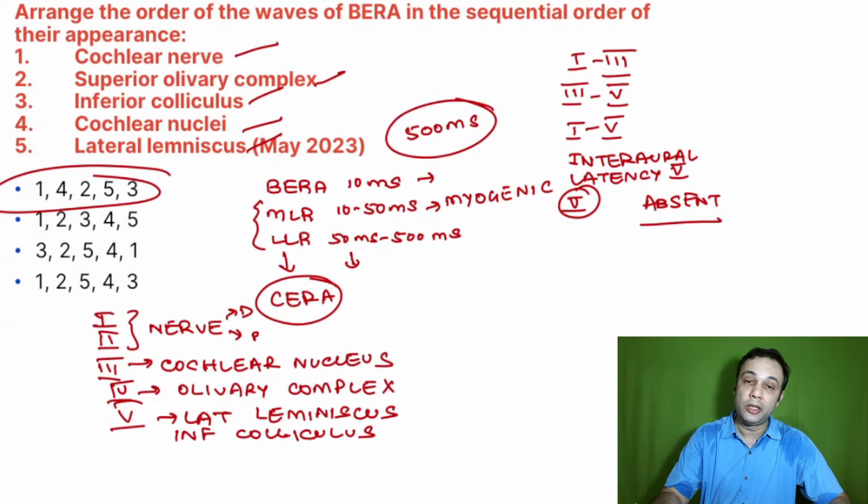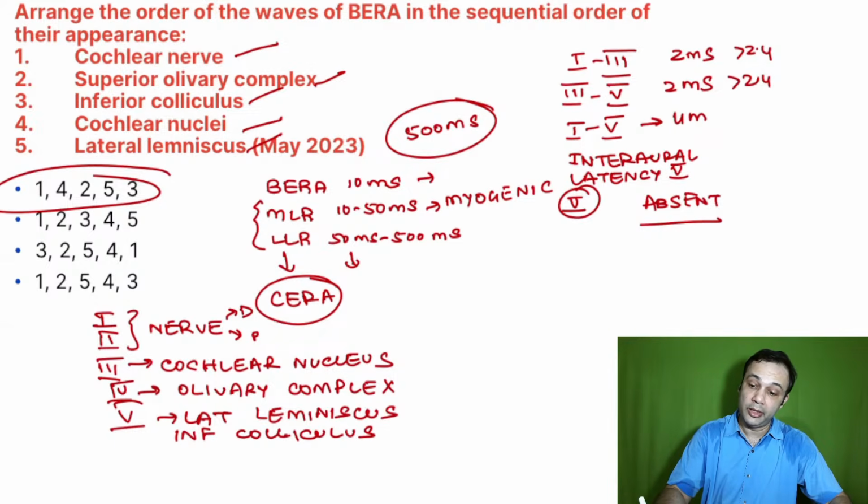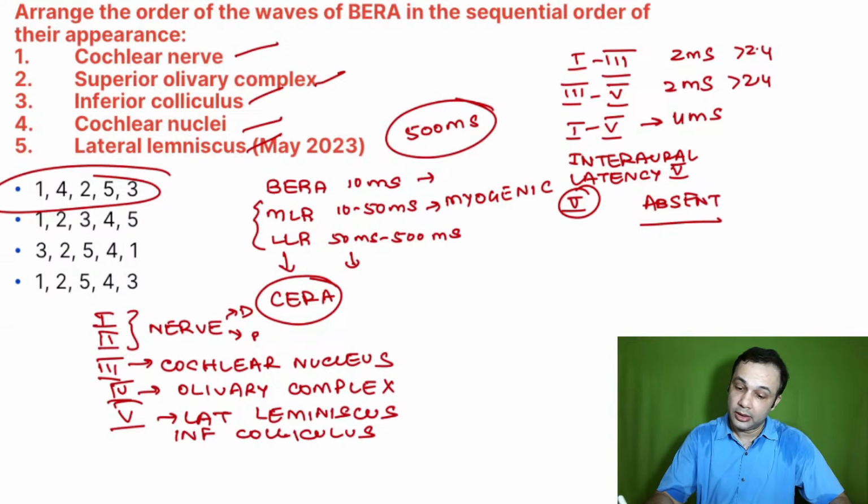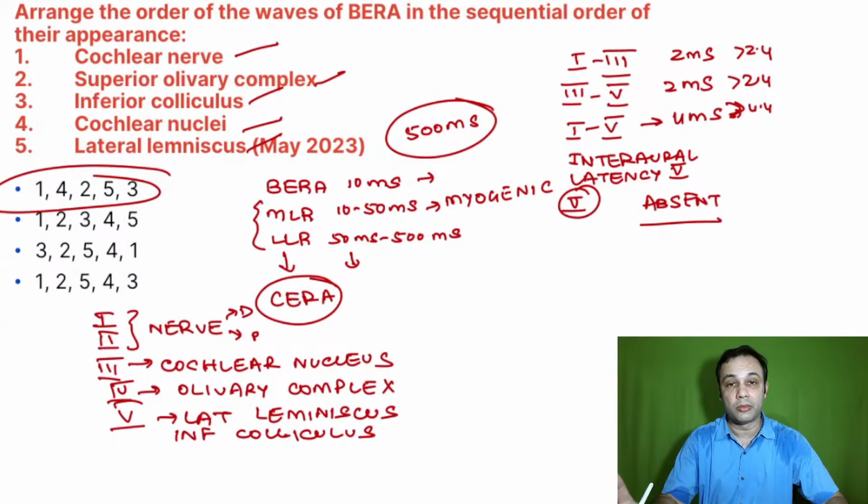When you talk about 1 to 3, normally the latency is approximately 2 milliseconds. If it is more than 2.4, it's considered abnormal. The latency between 3 and 5 is also 2 milliseconds. If you're looking at more than 2.4, it's considered abnormal. The latency between 1 and 5 is 4 milliseconds, right? And more than 4.4 is considered to be abnormal.